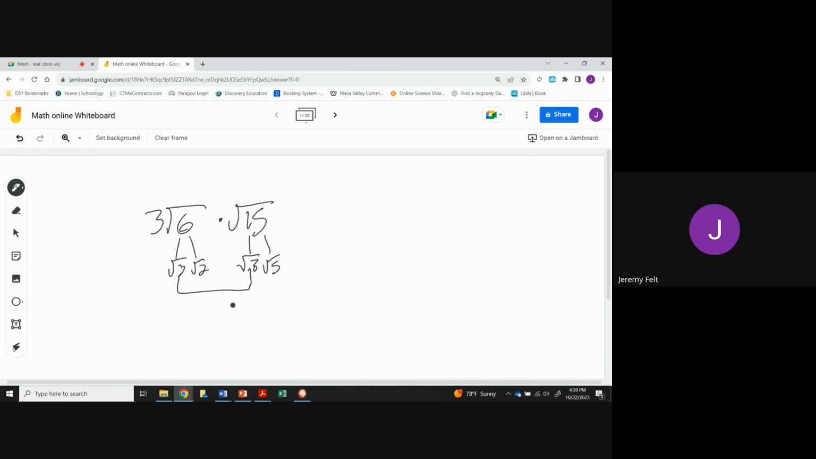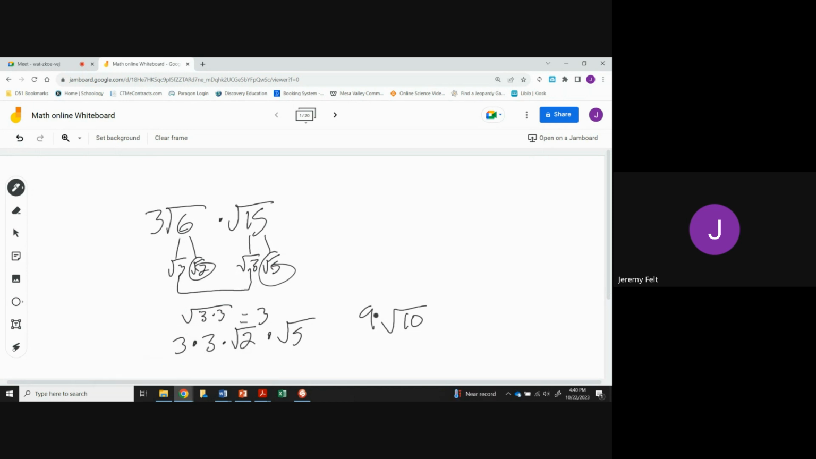So square root of 3 times the square root of 3, get those under the same sign. 3 times 3 is 9, square root of 9 is 3. So I have 3 times now 3 times square root of 2 times square root of 5. Square root of 2 times the square root of 5 gives me square root of 10. 3 times 3 is 9. 9 root 10. Don't have any perfect squares that go into 10.